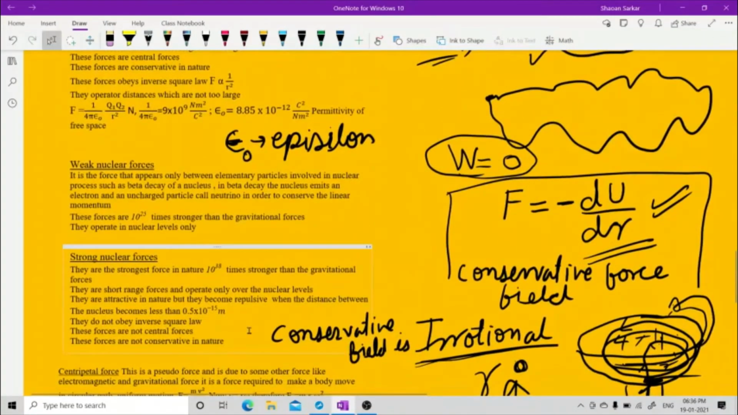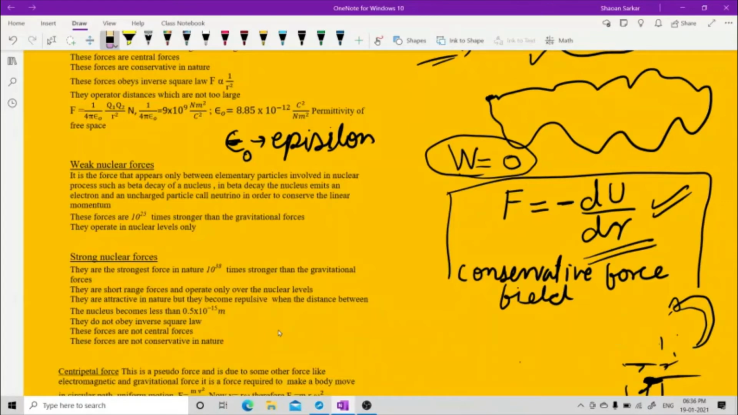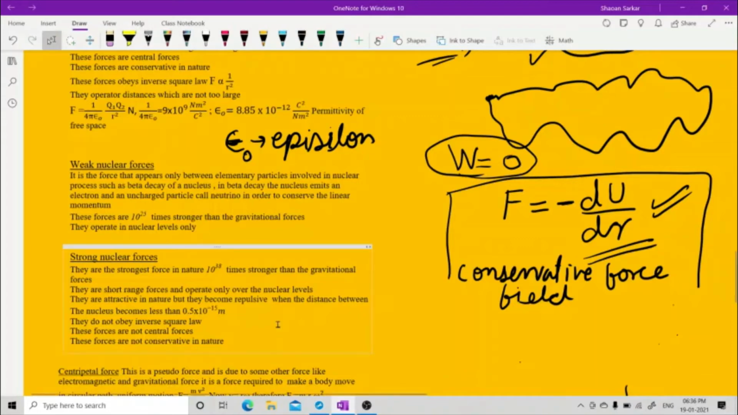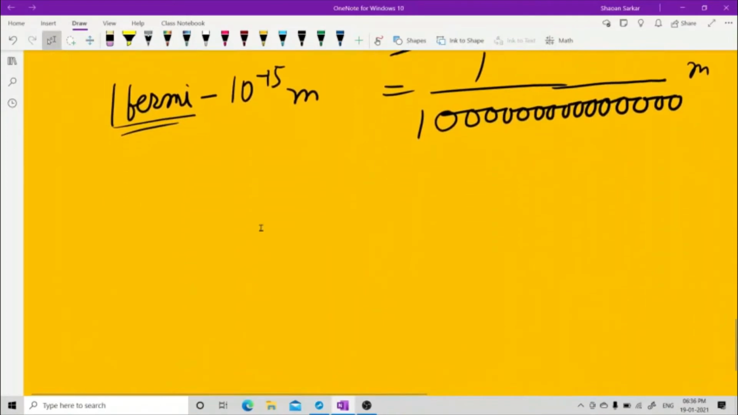Now let me rub all this, you only have this thing to remember. In strong nuclear force, let me explain a little bit more. They are not central. They do not obey the inverse square law. These are very strong. Now why are they strong? Let's understand the reasoning here.